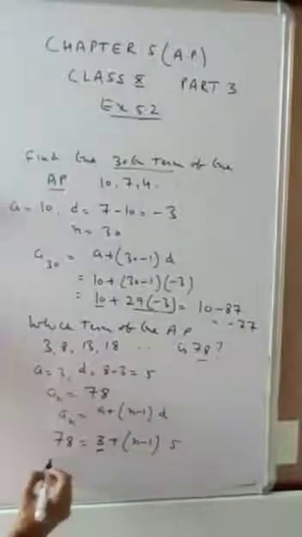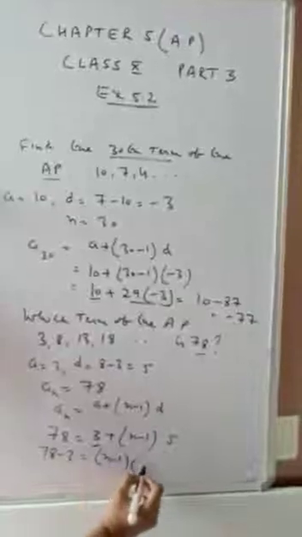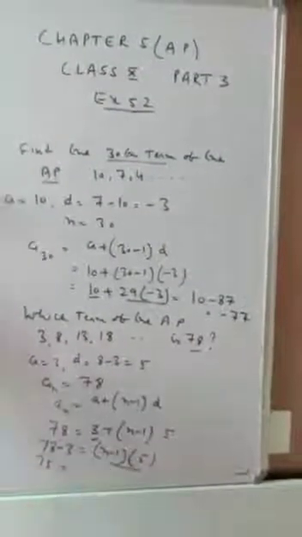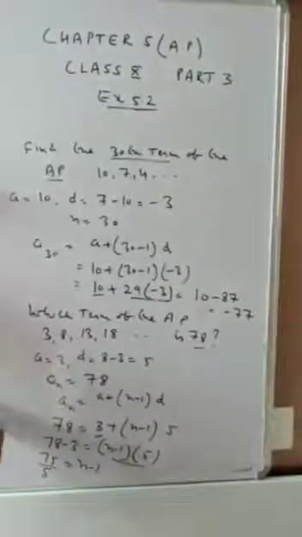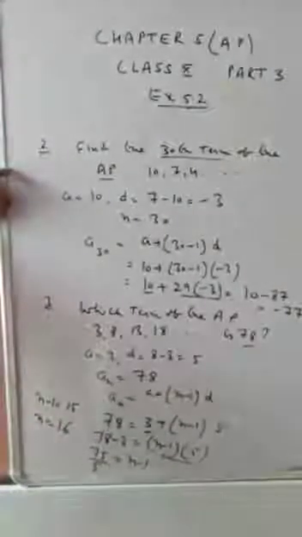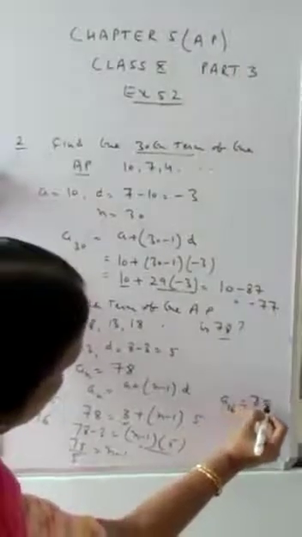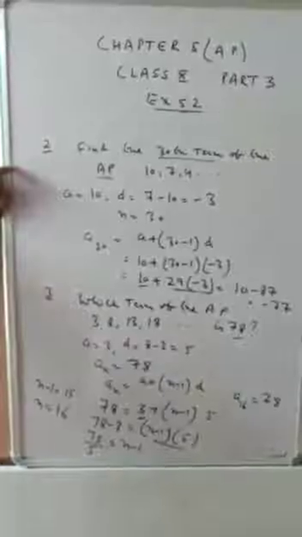First we shift a to this side. Now we have 75 and these two are in multiplication, so it will be divided. n minus 1 is 15 and n will be 16. So a16 is 78. Is this the 16th term? Yes.